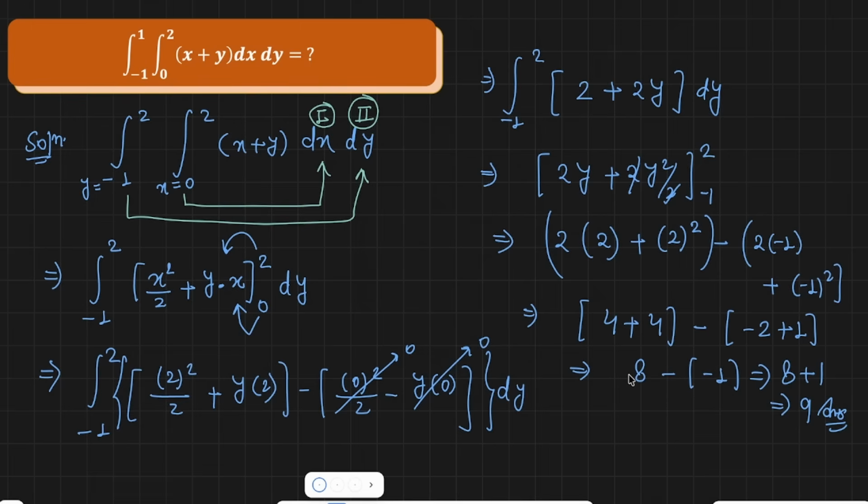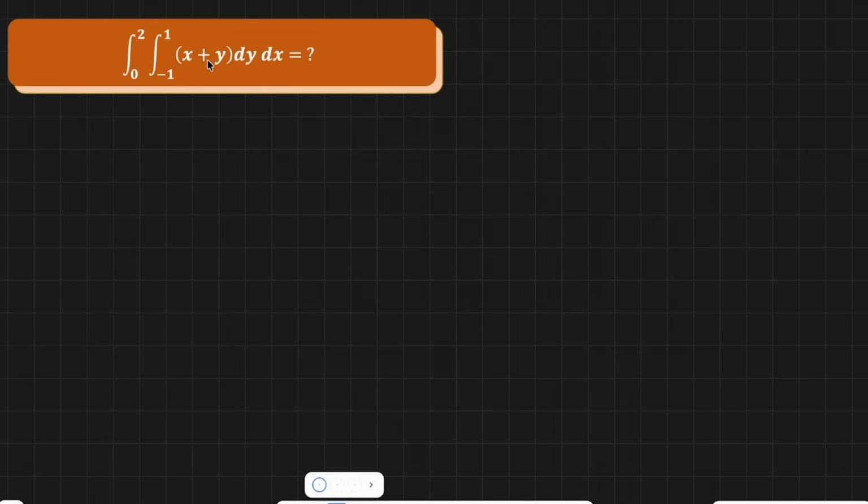Now come to the next question. What is given? Now the question is written like this. The solution will be 0 to 2.